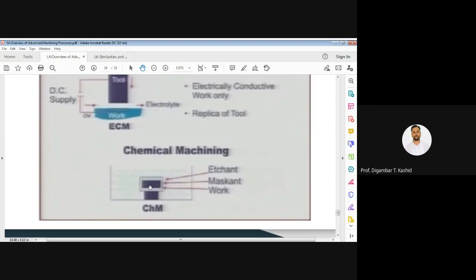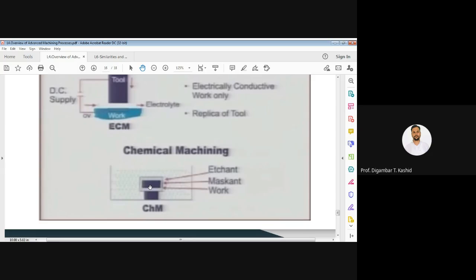And among the thermoelectric methods like EDM, EBM, plasma arc machining, and electron beam machining, EDM is the most popular process among all these thermoelectric non-conventional machining processes. You will find that this process is used even in small scale industry in India. It gives low MRR, material removal rate, but though it gives a low material removal rate, we get good surface finish and good dimensional accuracy as compared to other processes.